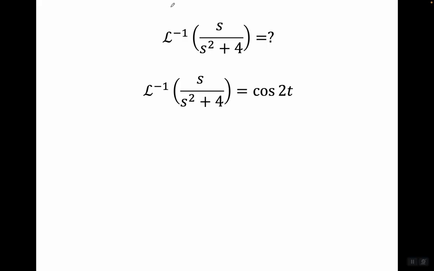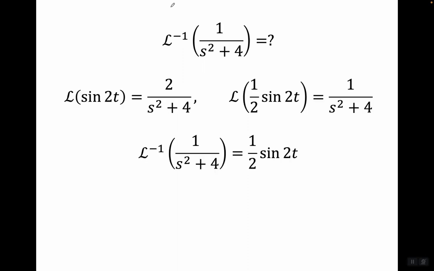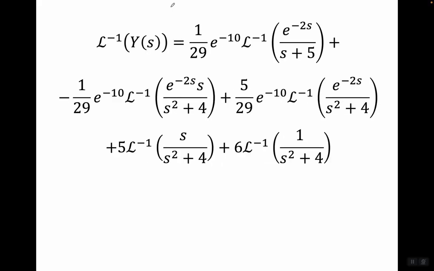The inverse Laplace transform of s/(s²+4) turns out to be cosine 2t. For the inverse Laplace transform of 1/(s²+4), well, the Laplace transform of sine 2t is 2/(s²+4), so the Laplace transform of 1/2 sine 2t is 1/(s²+4). That means the inverse Laplace transform of 1/(s²+4) is 1/2 sine 2t, just from taking the inverse Laplace transform of both sides. Oh my goodness, we are near the finish line.